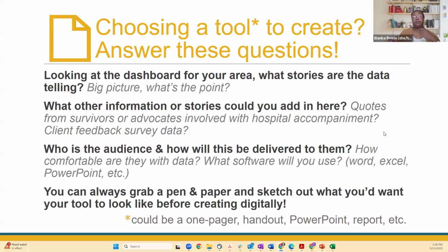So the hospital accompaniment data that was mentioned before, client feedback or survey data. Consider who your audience is and how it will be delivered to them. How comfortable are they with graphs? Maybe only include one of the graphs. That's really the highlight as compared to all 3.